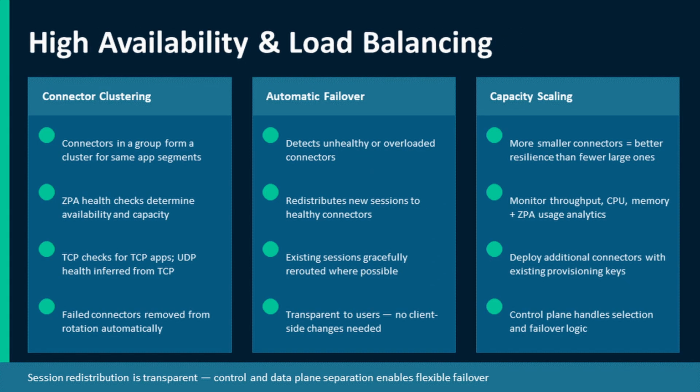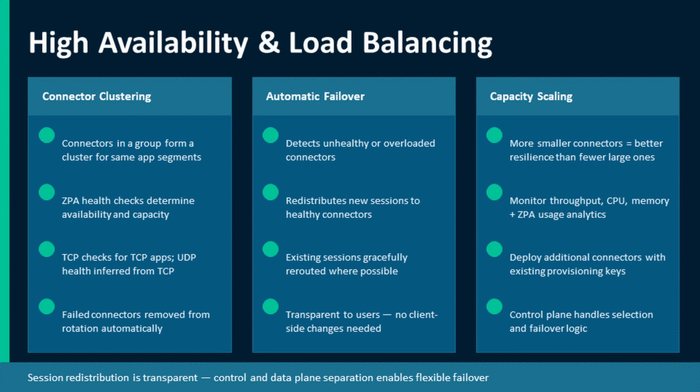ZPA provides robust high availability through 3 mechanisms: connector clustering, automatic failover, and capacity scaling. Connector clustering means that all connectors in a group can serve the same application segments. ZPA performs health checks against each connector continuously. TCP checks for TCP-based applications, with UDP health typically inferred from related TCP checks. If a connector fails health checks, it's immediately removed from rotation and no new sessions are sent to it.